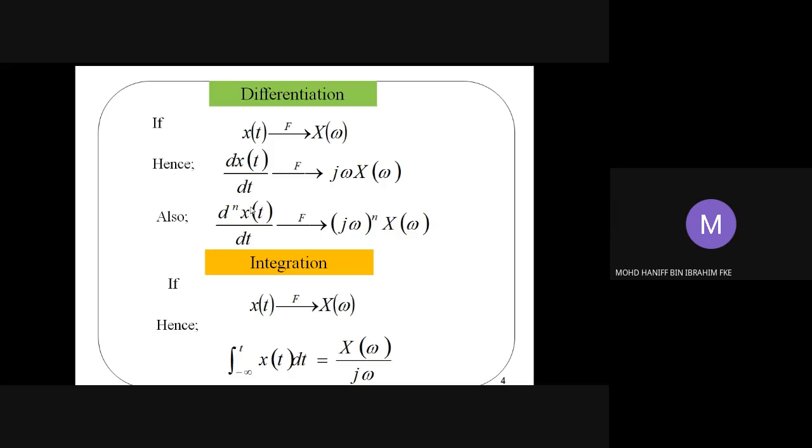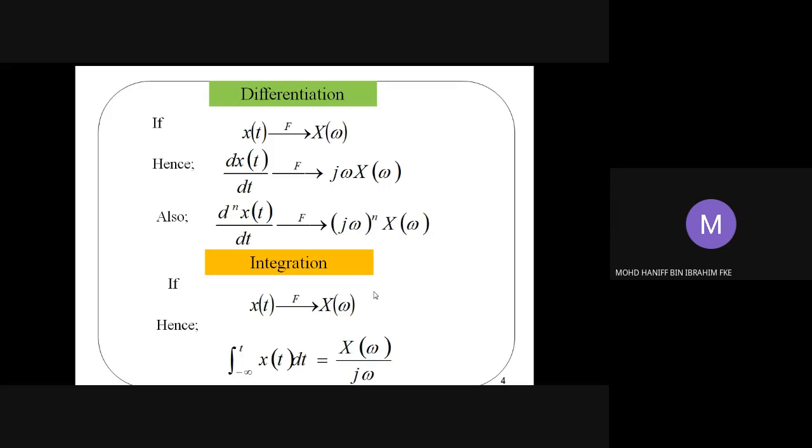If we have an nth order differentiation, simply the Fourier transform will be (j omega) to the power of n multiplied with X(omega). In other words, if initially x(t) gives us X(omega), and x(t) is differentiated n times, the Fourier transform will be X(omega) multiplied with (j omega)^n, where n is the order of differentiation. For example, for second order differentiation, d squared x(t) over dt squared, that will give us (j omega) to the power of 2 multiplied with X(omega). So that is the property of differentiation.